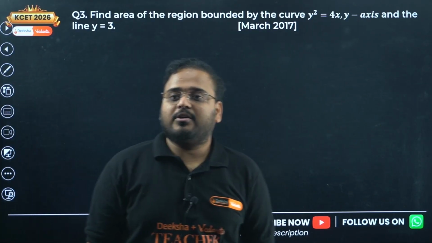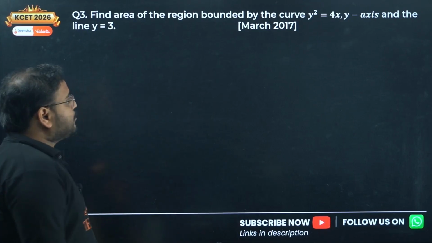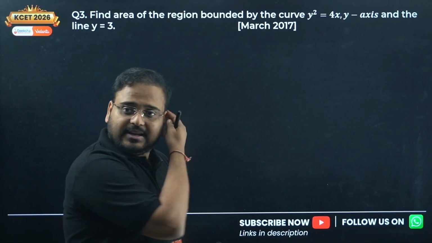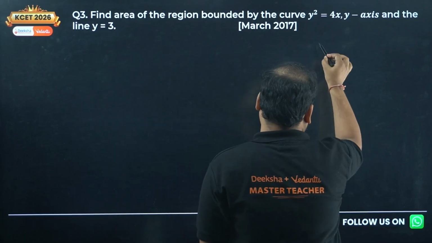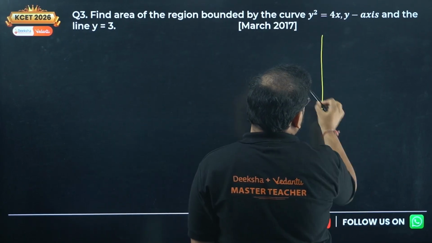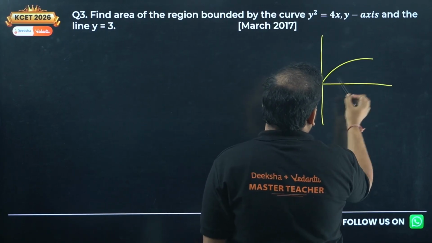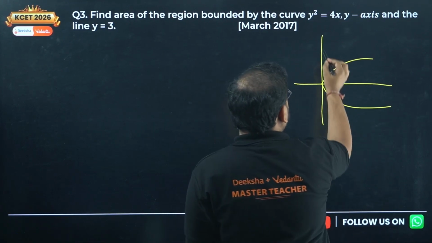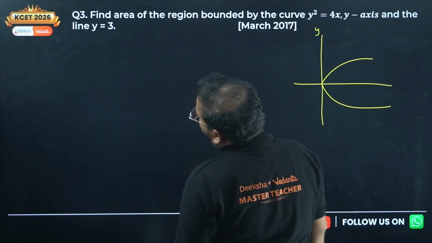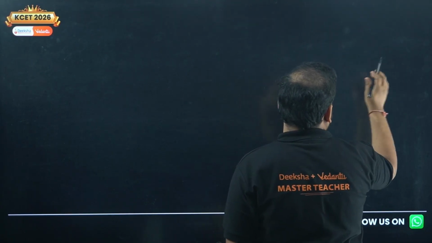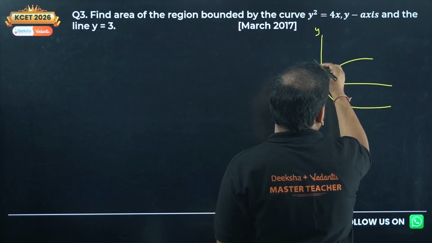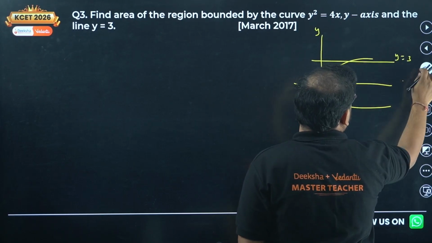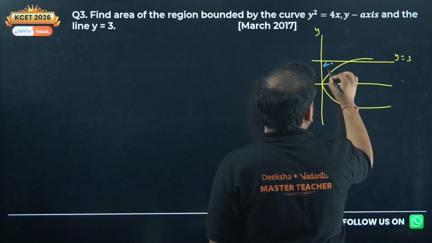find the area of the region bounded by the curve y square equals 4x and the y-axis. Okay, this is the combination of a straight line and a parabola. Symmetric about the x-axis, right? Okay, and the y-axis. So this one, this is the y-axis, and the line y equal to 3. The y equal to 3 line is over here, which is my required area. This right here is my required area.